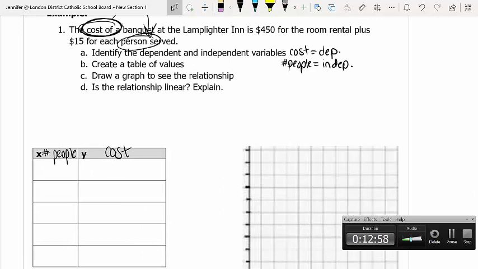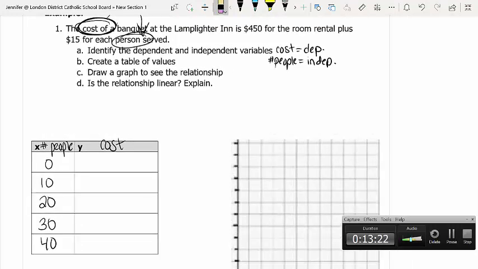For the independent variable, you just have to set numbers. You choose them yourself. So for number of people, let's go up by tens. What would the cost be if 0 people showed up, if 10 people showed up, 20 people showed up? Remember there are two costs involved here. You have to pay for the room rental, no matter how many people show up, and then you need to pay $15 for each person that shows up.